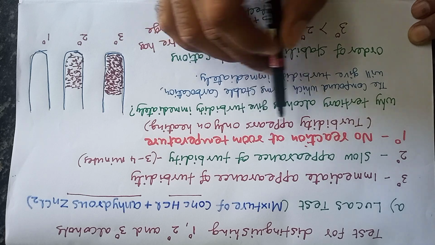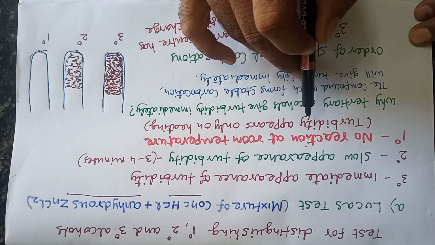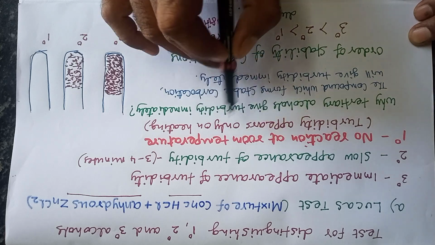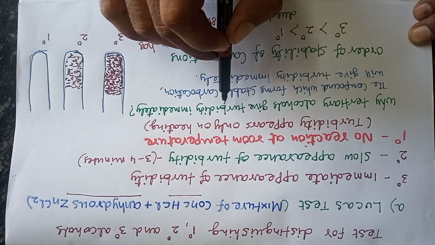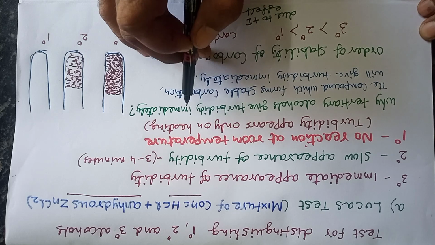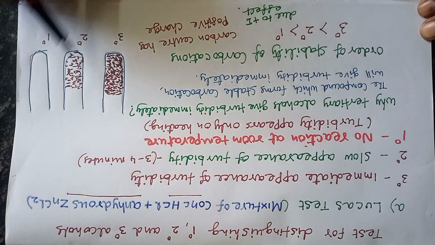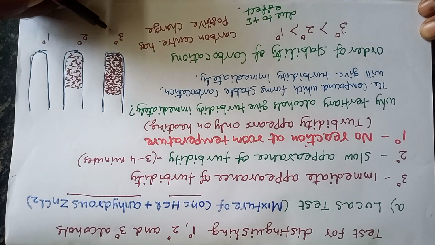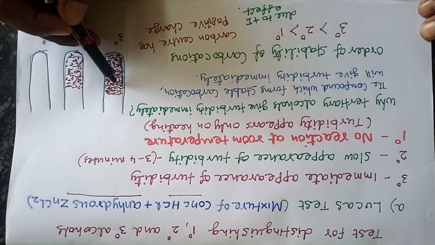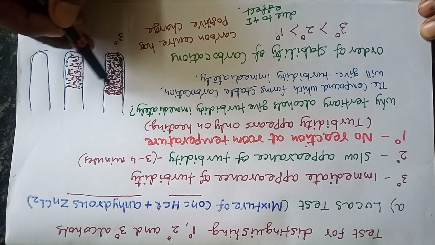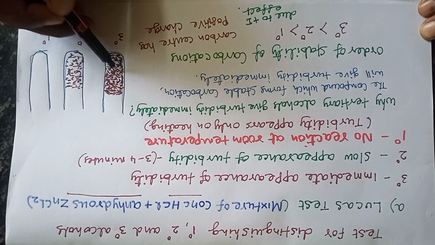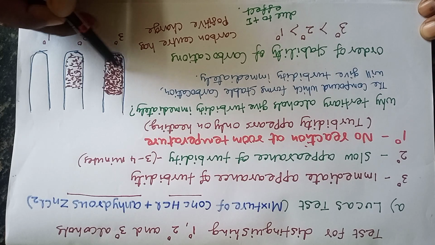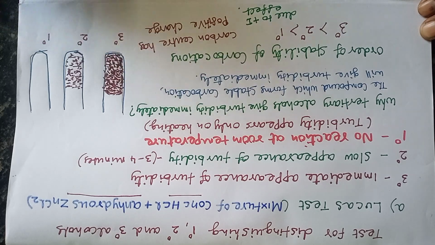If the given alcohol is a primary alcohol, there will be no reaction at room temperature, and the turbidity appears only on heating. If you take the given alcohols in 3 test tubes, the tertiary alcohol gives turbidity immediately. When we mix the Lucas reagent with the tertiary alcohol, the turbidity appears within a second.